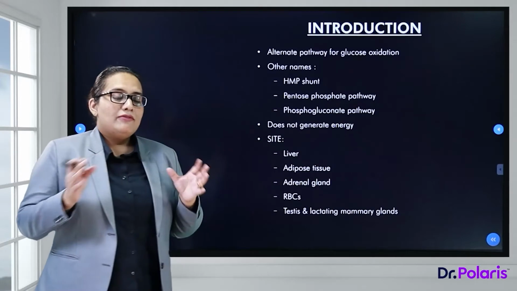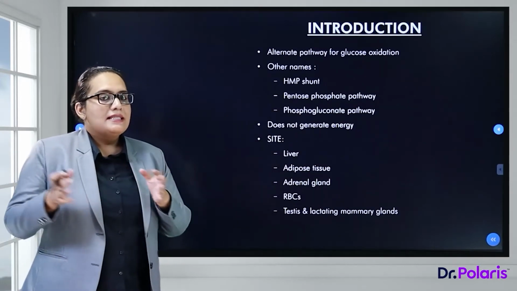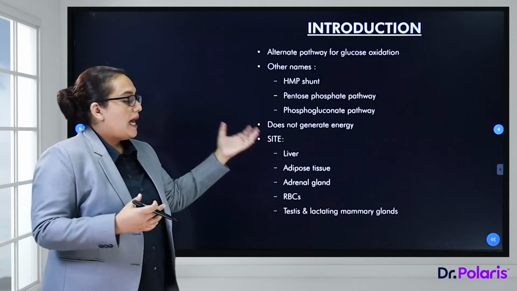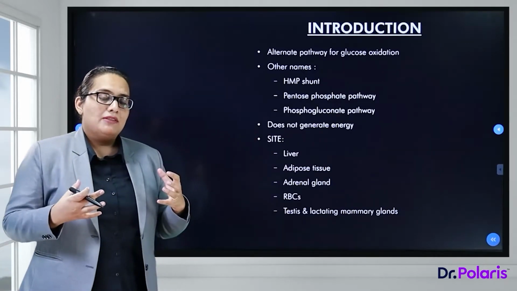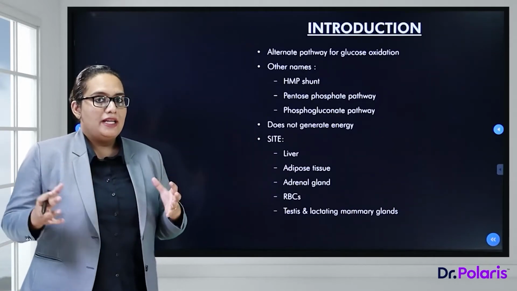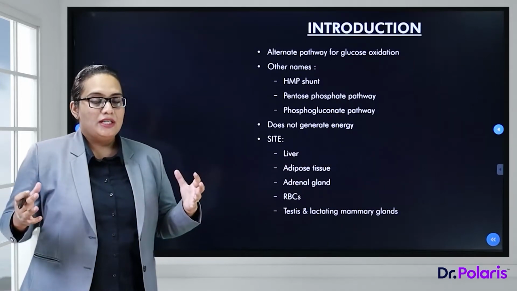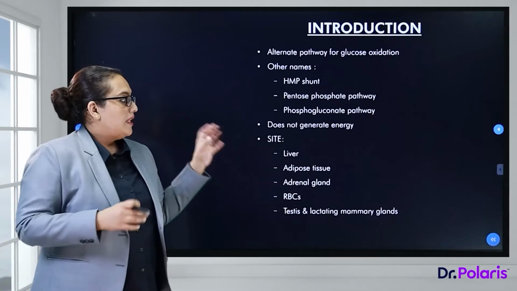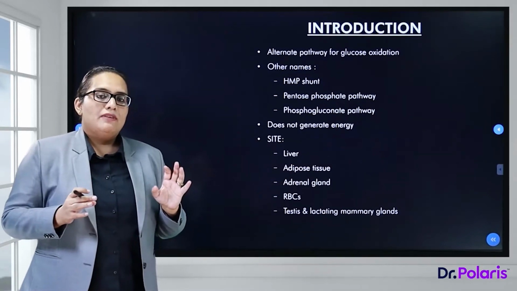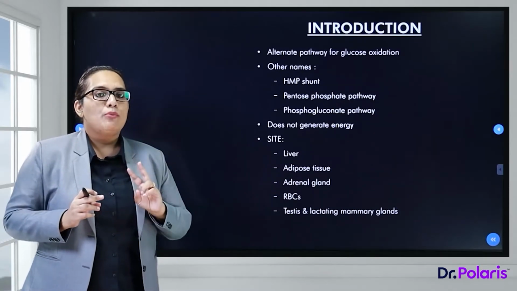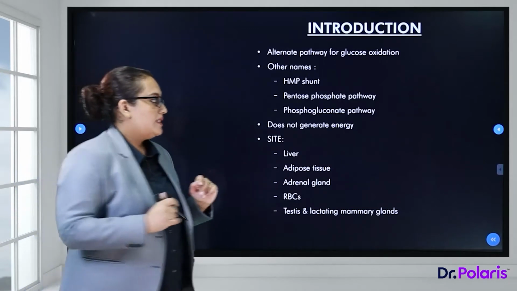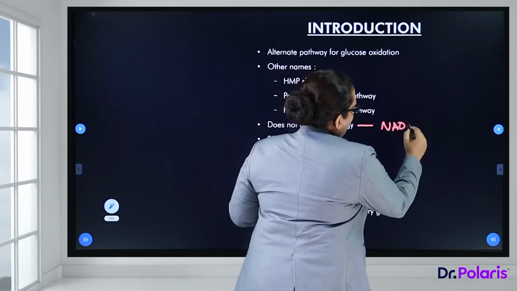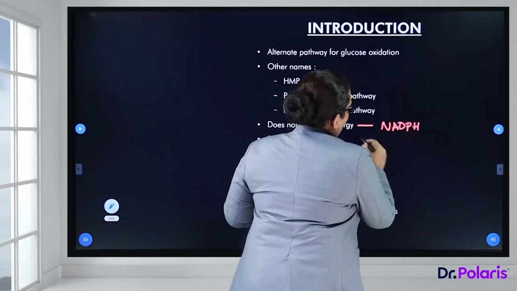Now, you have to understand that unlike glycolysis and citric acid cycle, where there is energy production, what happens here in HMP pathway is there is no generation of ATP, there is no generation of energy. So, what is the use of HMP pathway? Now, the basic use of HMP pathway is the generation of two important products in our body, which is nothing but NADPH and pentose sugars.